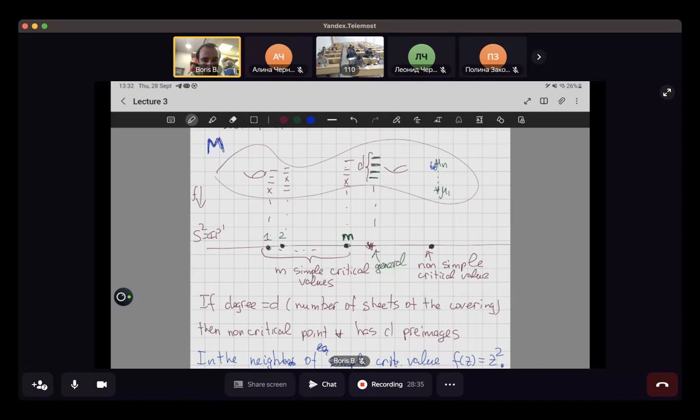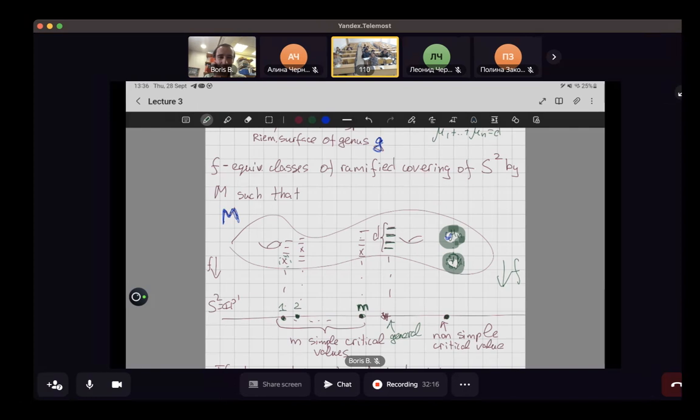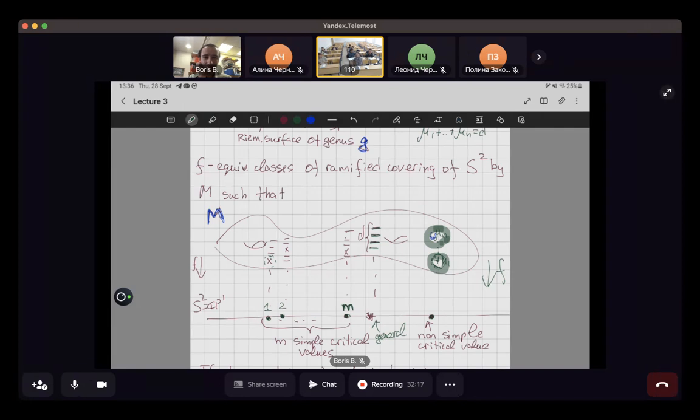Not clear. Okay, so I think we will see in a moment how it is related to our combinatorial picture, and then it will be more clear why it's finite.